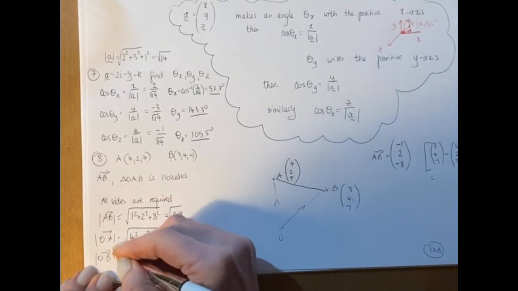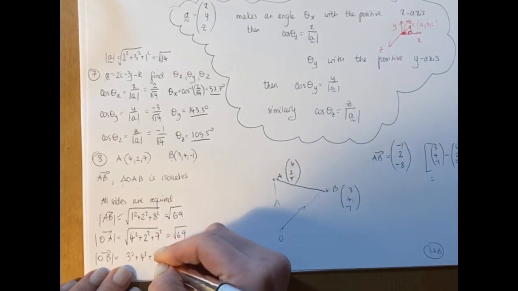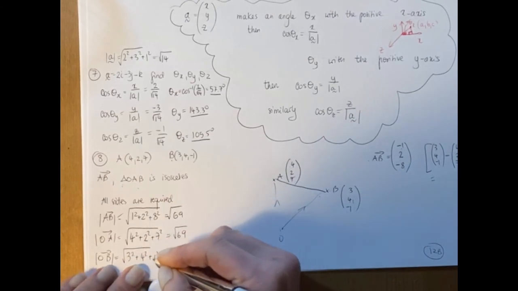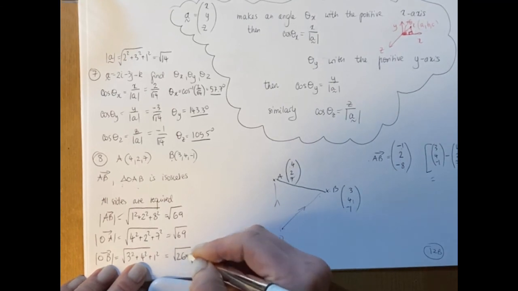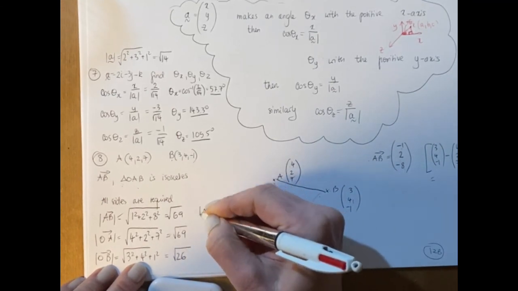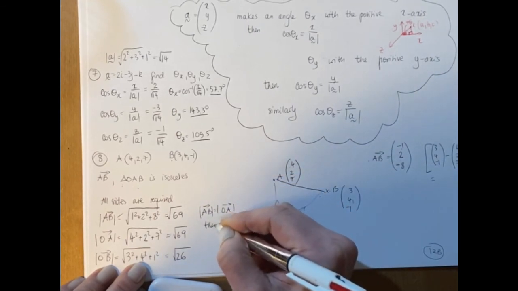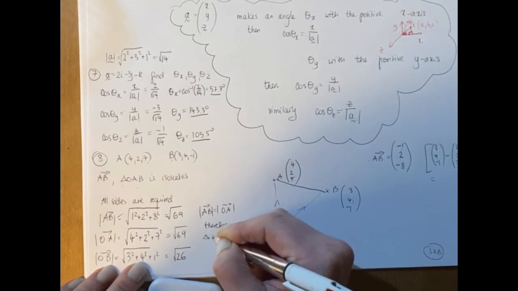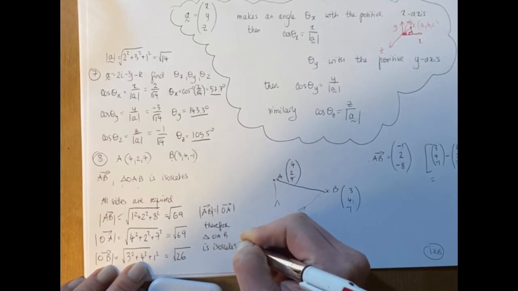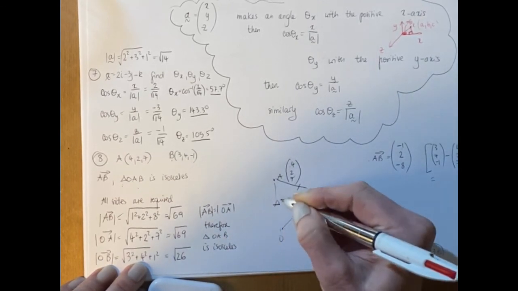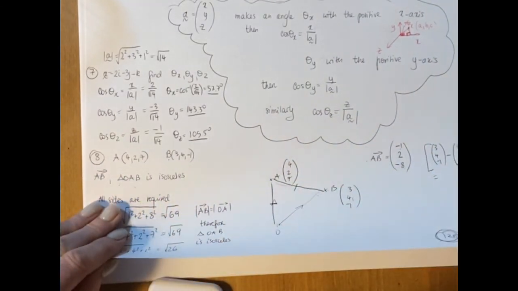I don't need to check the last one, but we'll just do it for practice. So that's going to be 9 add 1, so it's 10 add 16, square root of 26. So AB is equal to OA, therefore triangle OAB is isosceles. So these two are the same length. Okay, so now you are ready to start exercise 12b.